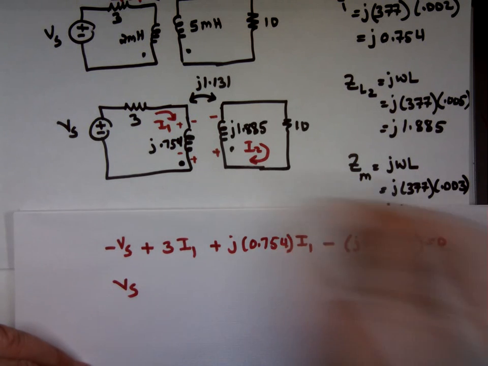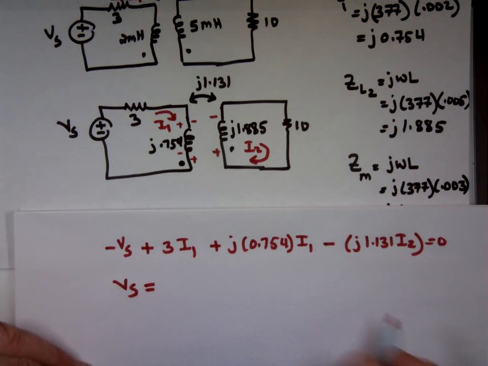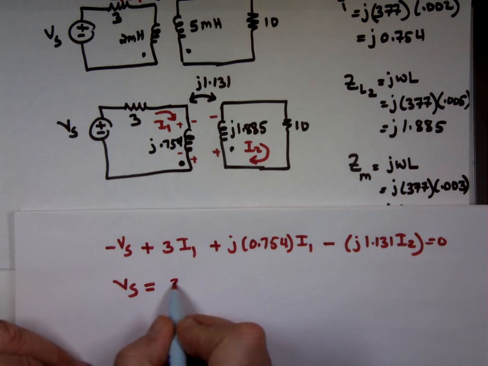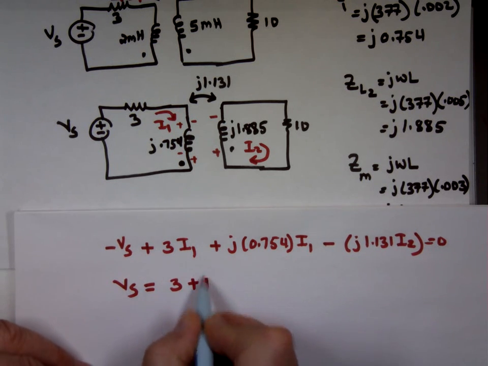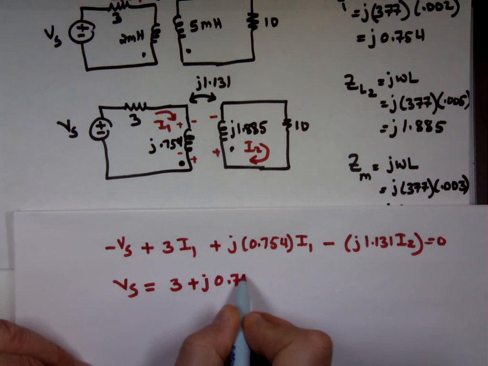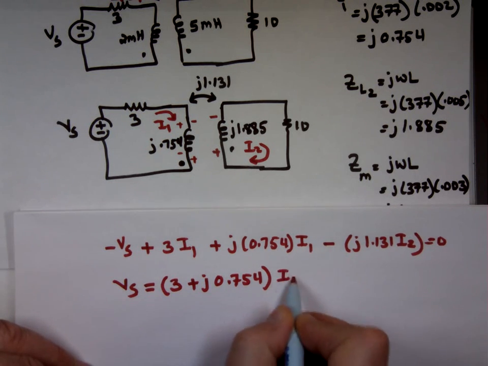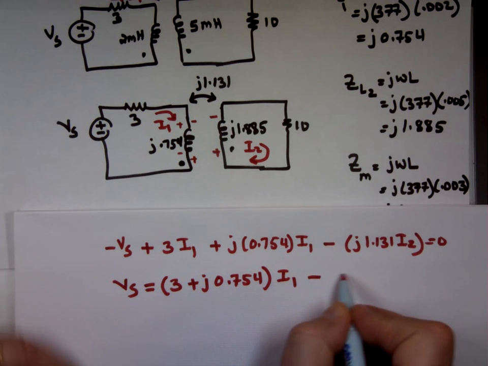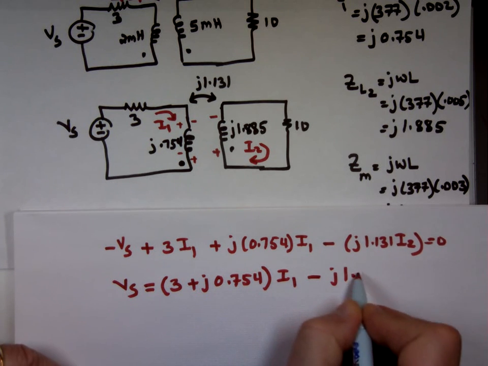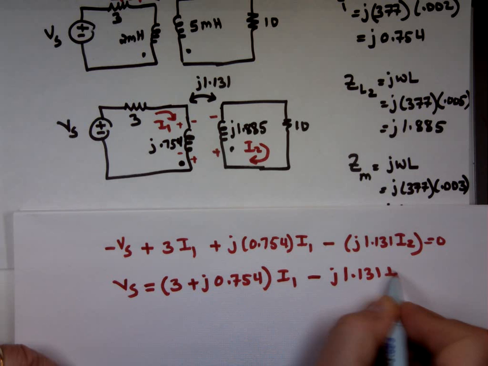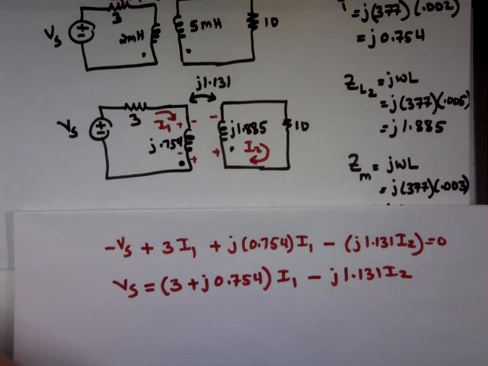If we take the negative Vs, that becomes a plus. What do we have? 3 plus J 0.754 times I sub 1, minus J 1.131 I sub 2. And we're not anywhere next to their numbers.